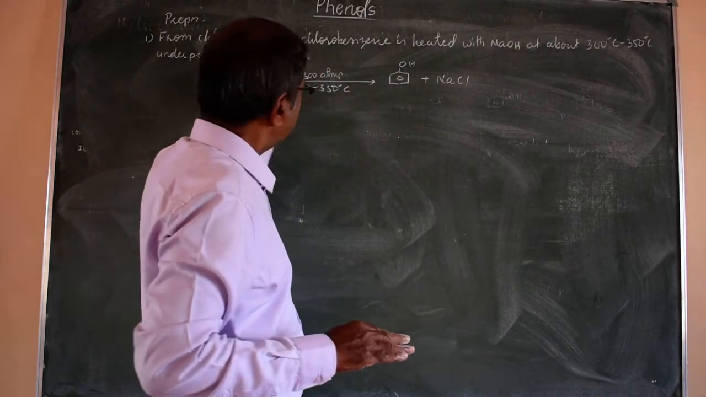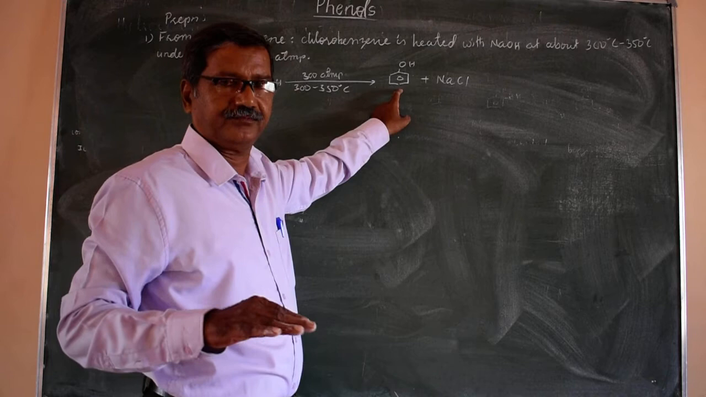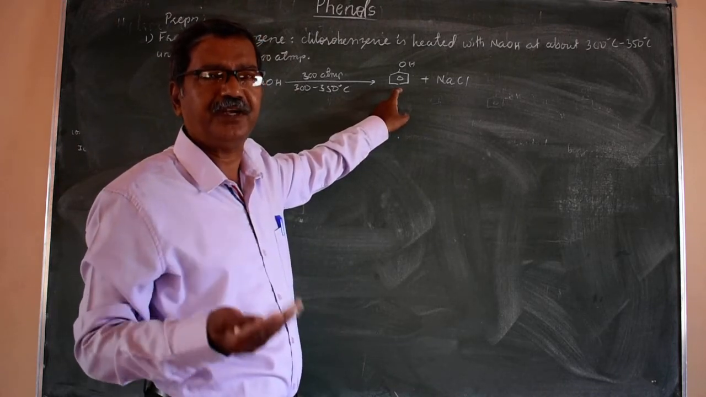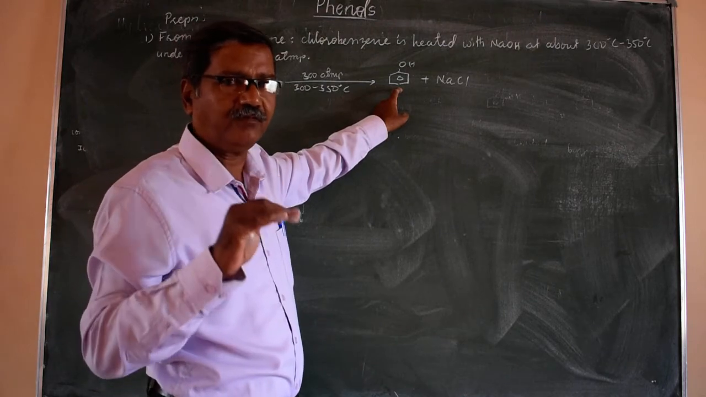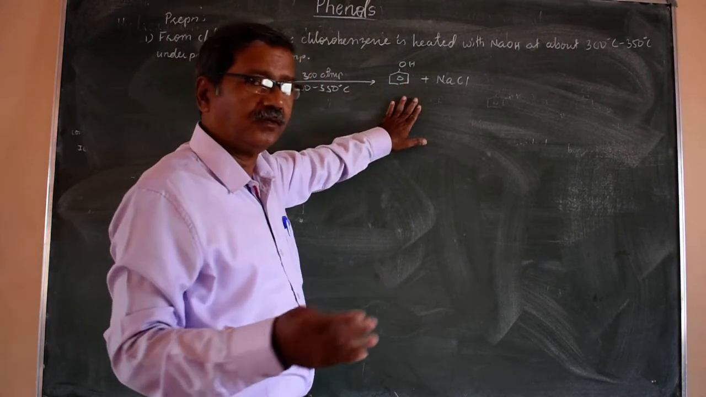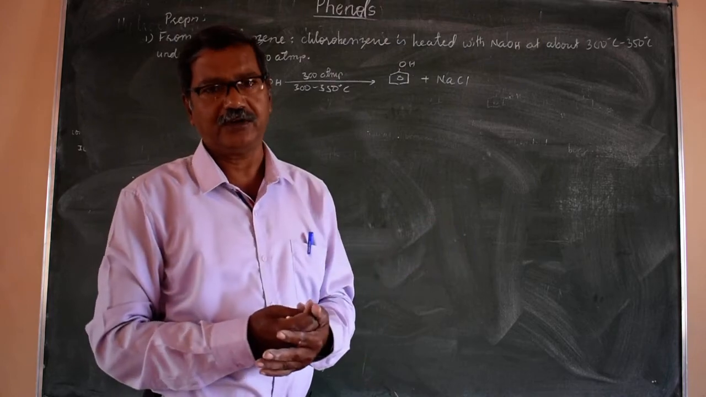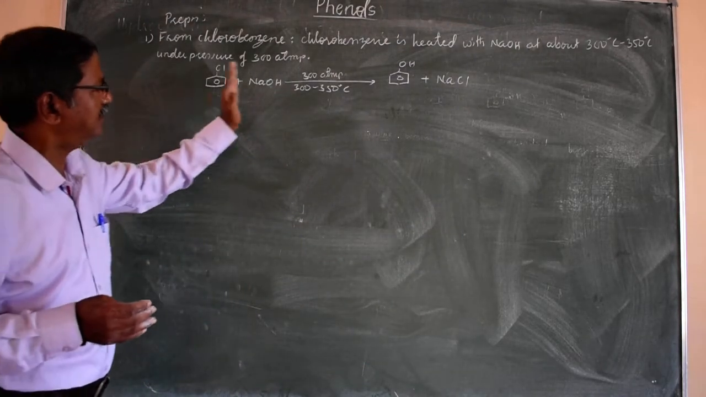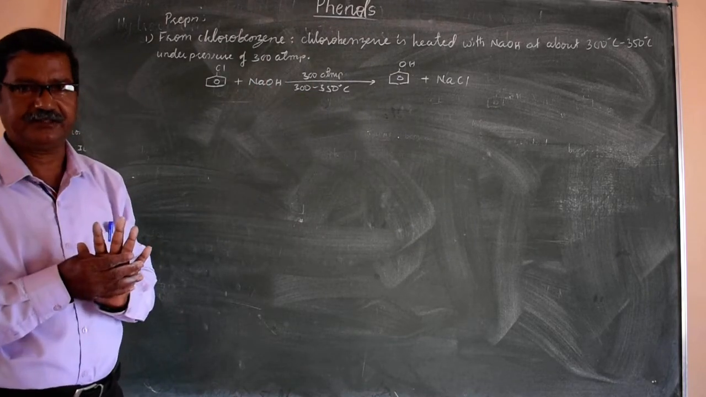Phenol formed again reacts with NaOH to form sodium phenoxide, or it is also called sodium phenate, and then acidification is done. But from the point of view of examination, remember this much is sufficient.